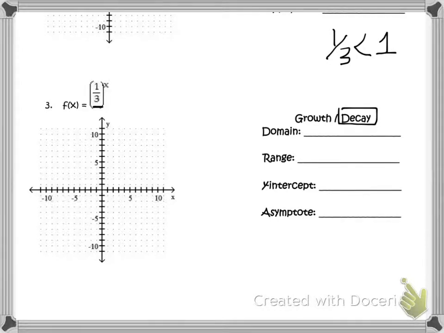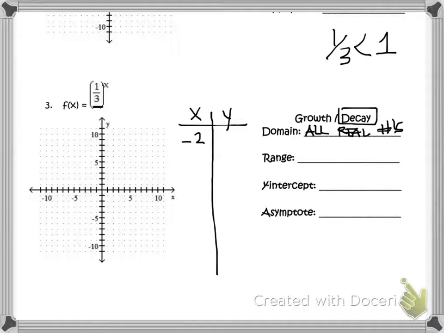Your domain, I can plug in all real numbers. So all reals. And that's not going to change. But we need to plug our problem in. We need to find our graph to be able to do the rest of the problem. So plug in -2, -1, 0, 1, 2.